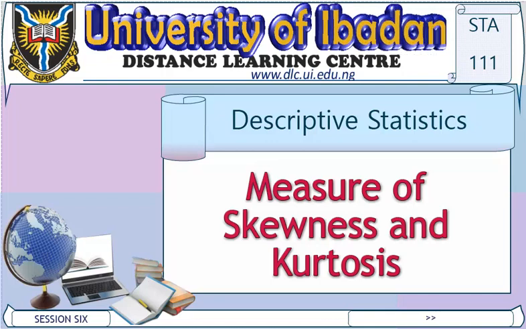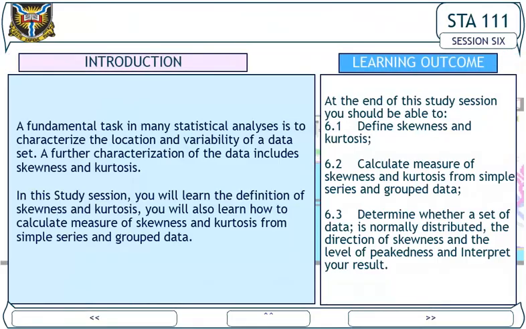Study Section 6. Measure of skewness and kurtosis. Introduction. A fundamental task in many statistical analyses is to characterize the location and variability of a data set. A further characterization of the data includes skewness and kurtosis. In this study session, you will learn the definition of skewness and kurtosis. You will also learn how to calculate measures of skewness and kurtosis from simple series and grouped data.